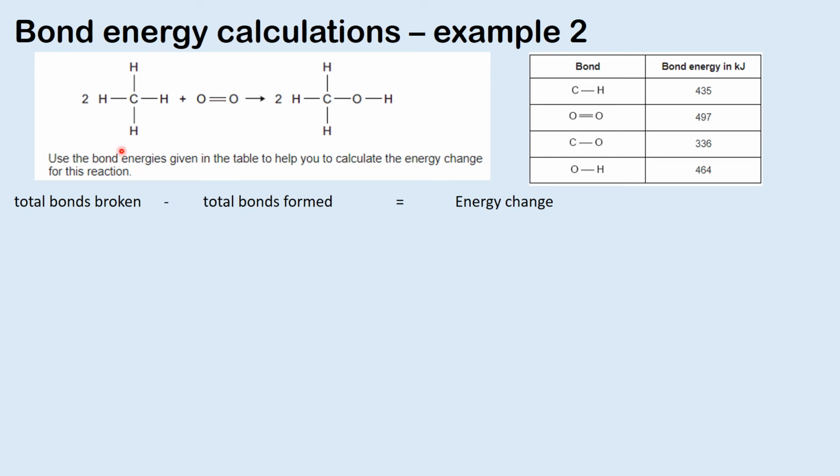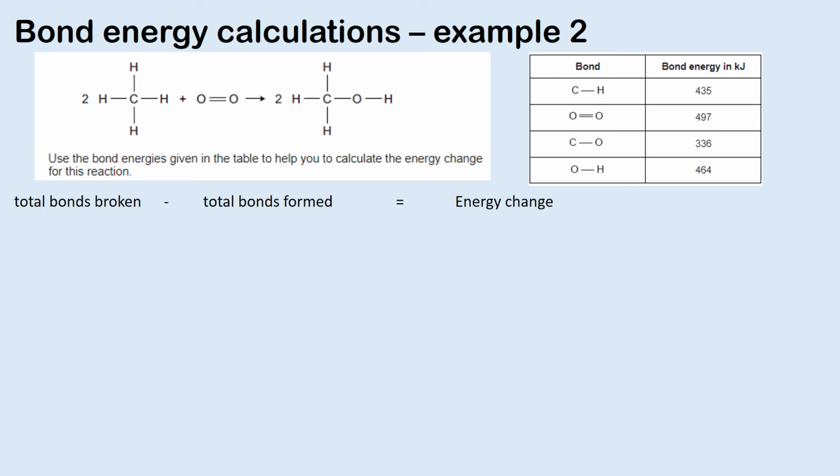Right, just notice though, they've balanced it. So there is a 2 here and there is a 2 here. That 2, when you balance equations, means 2 lots of this whole thing. So 2 lots of the CH4, and this 2 means 2 lots of the whole methanol molecule. And that is going to be important when we do our maths.